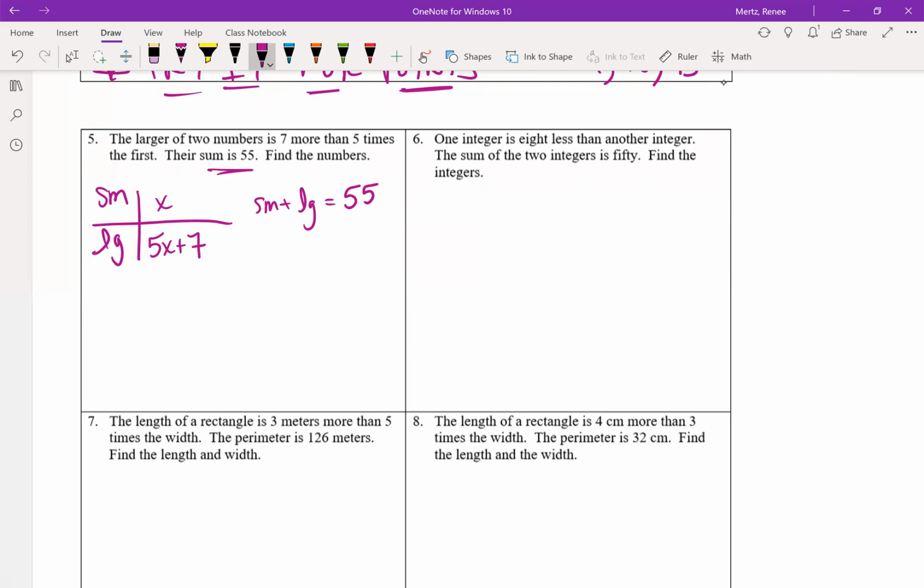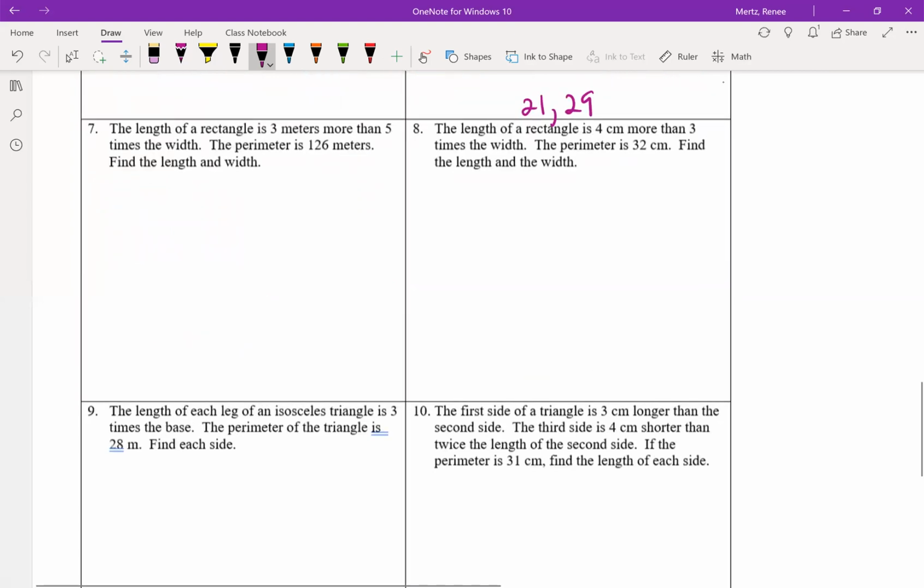We're substituting in, we're solving. They want both numbers. Let's do the math. You should get 8 and 47 when you plug in. So plug in and solve. You're doing number 6. You should get 21 and 29. You're trying 7 and 8. For 7, you should get 10 by 53. For 8, you should get 3 by 13.